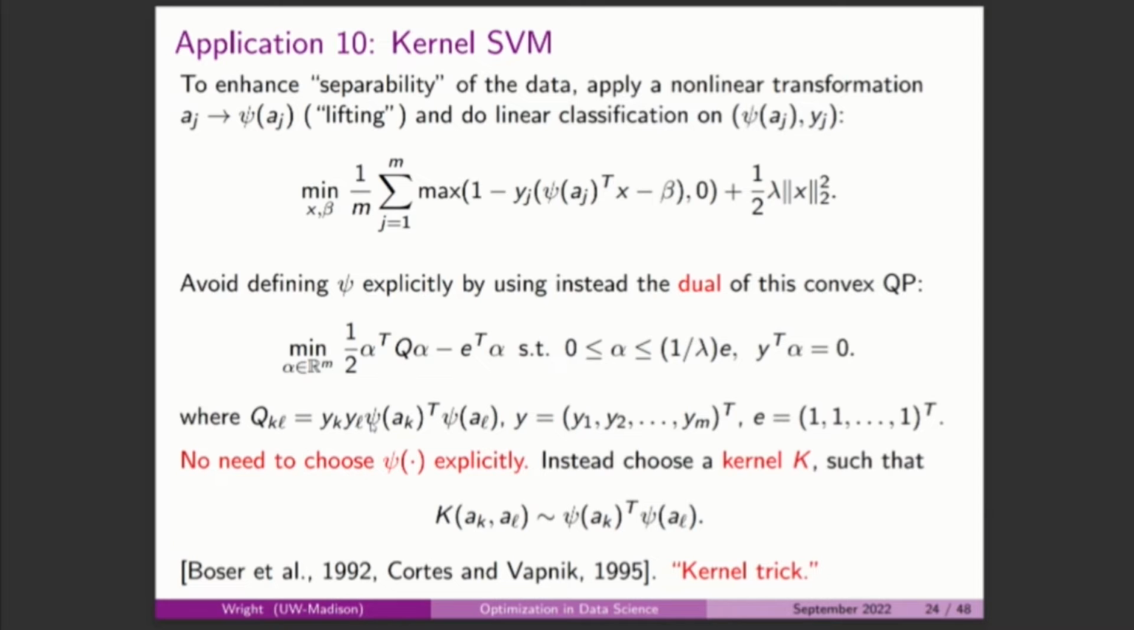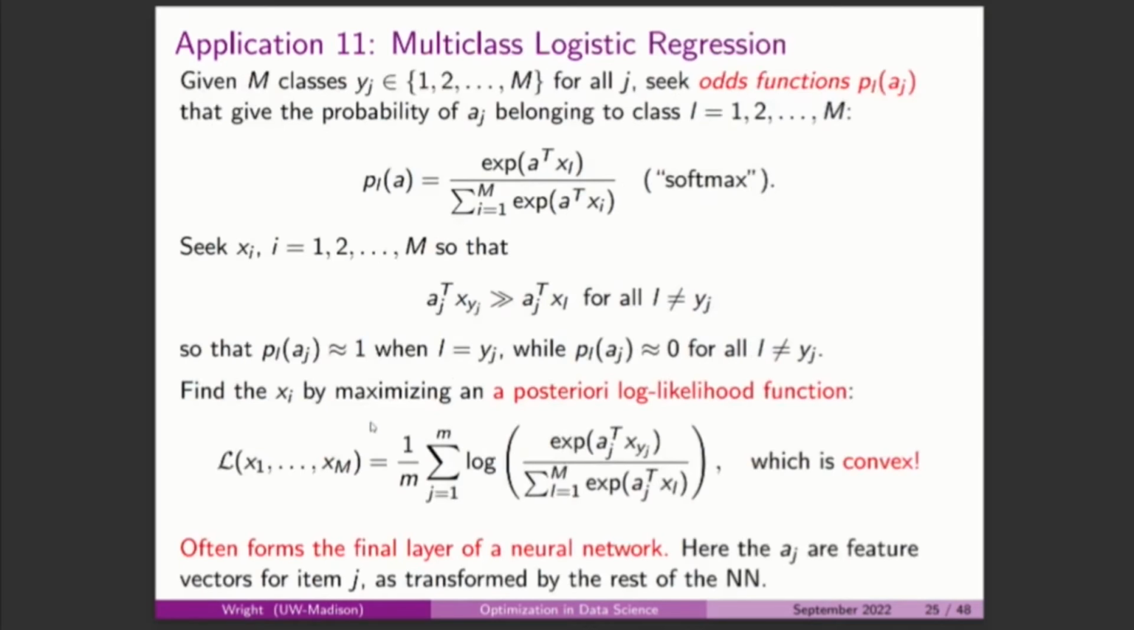And the one that's usually used is some sort of exponential of the norm of the difference between the two A's, AK and AL. So kernel SVM was huge from the mid-90s through, I guess, 8 or 10 years ago.